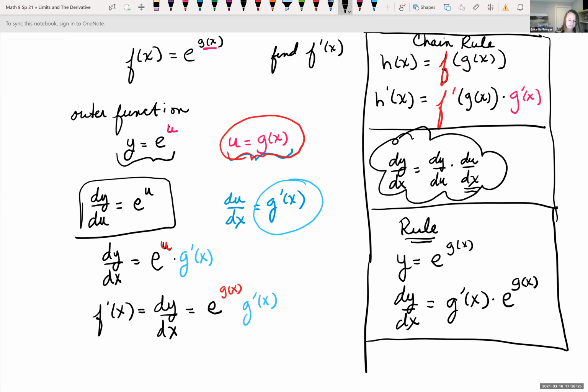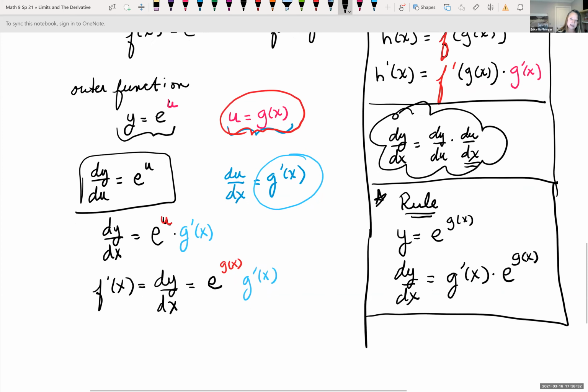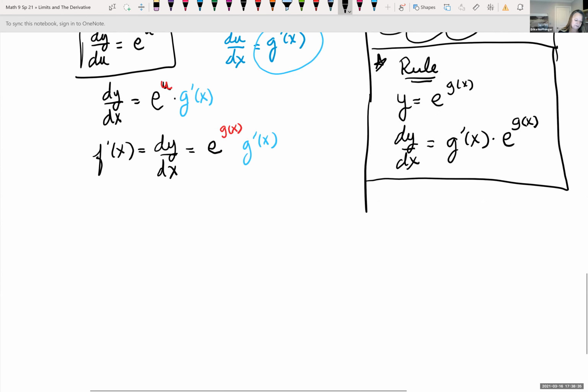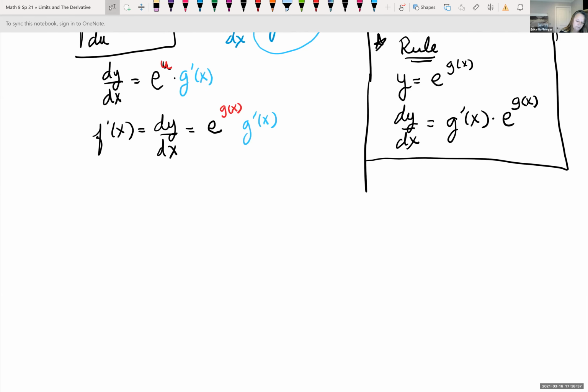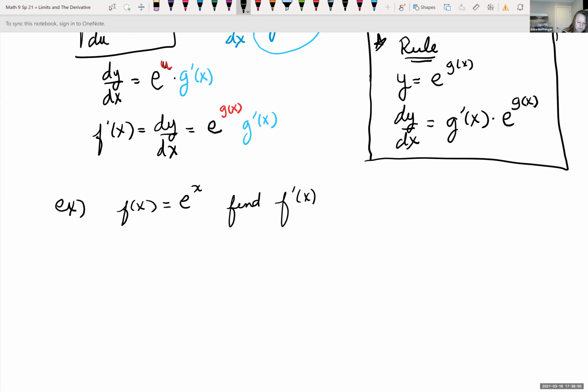And notice if we were using this rule right here on just e raised to the x power, we would get the same thing, e to the x. So if we use this rule, and I just said, use this rule to find f of x is equal to e to the x, find f prime of x using this rule.